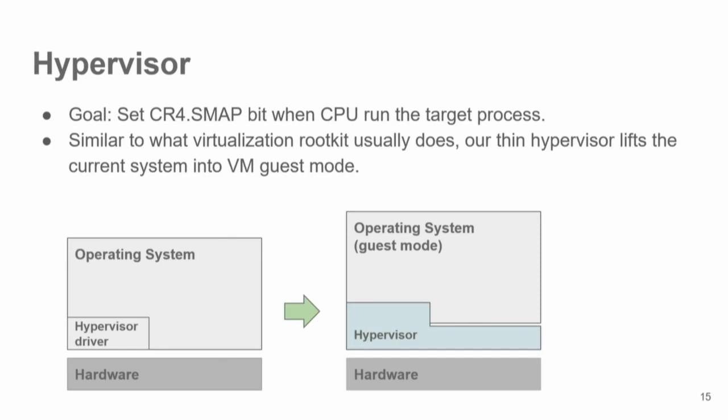So we implemented a very simple hypervisor. Basically it is loaded as a Windows kernel driver, and it doesn't emulate any devices. When it runs, it just lifts the whole operating system up into guest mode, and it can intercept all the VM exit events underneath as the hypervisor with a higher privilege. Our goal is to set the SMAP bit only when the CPU runs on the target process.